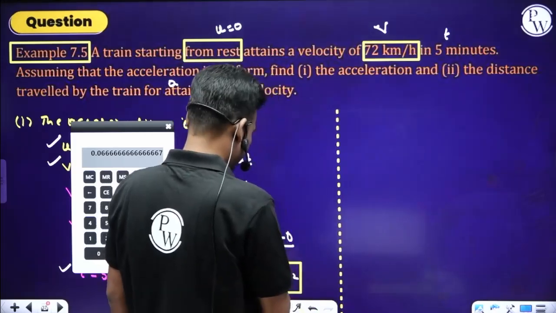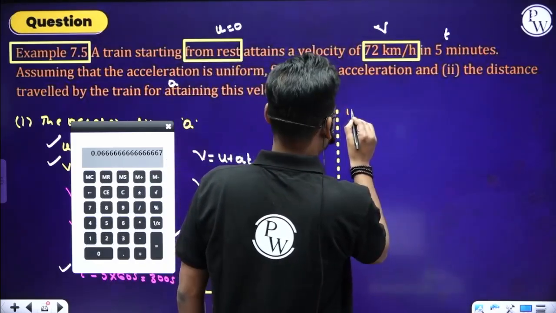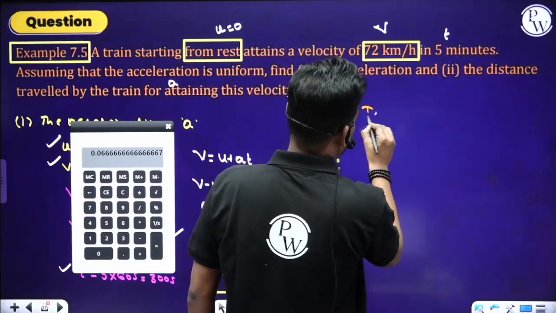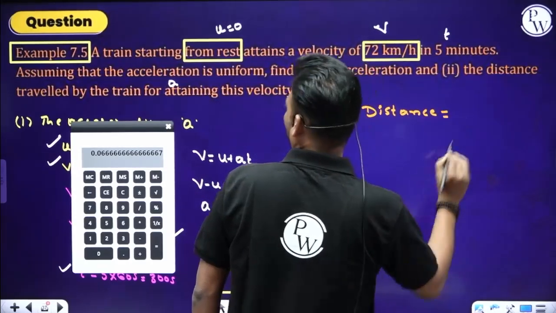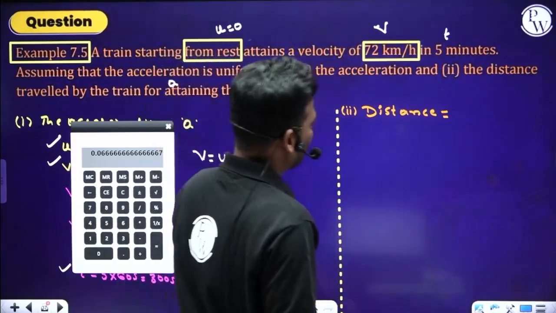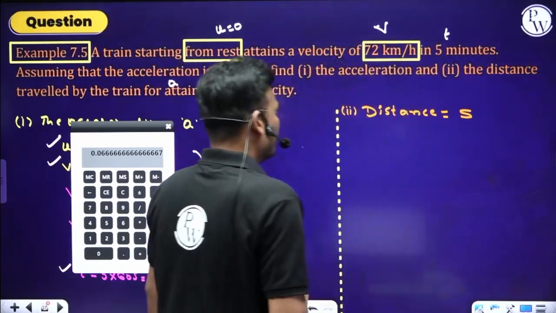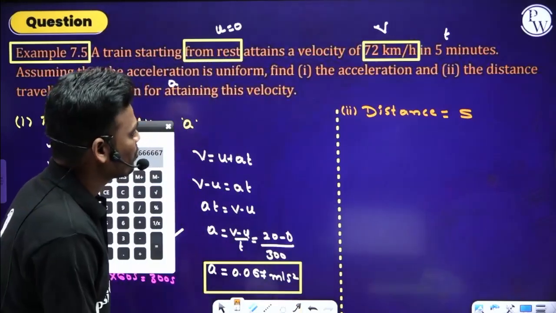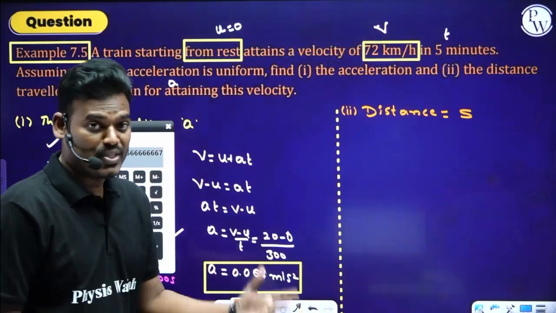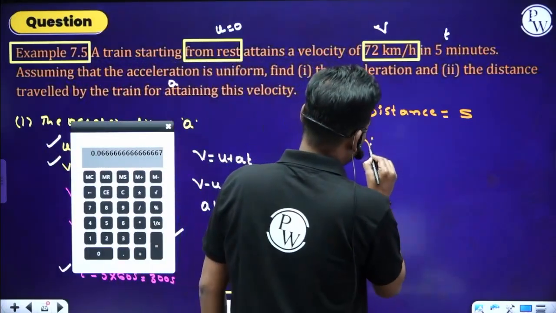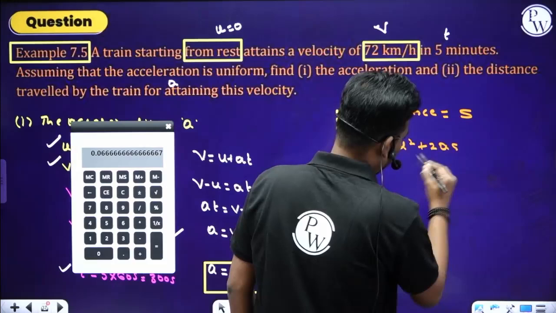Second part, part 2, that is the distance. For a distance, I'll consider it as displacement. So which equation of motion can you use? Directly you can go ahead with the third equation of motion, that is v square equals u square plus 2as.